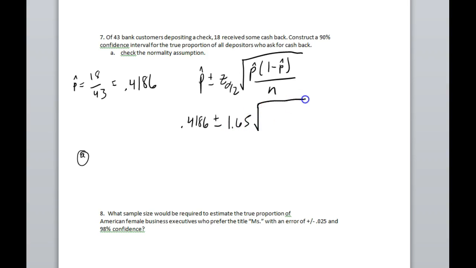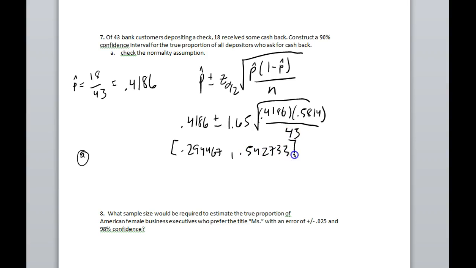1.65 times p hat, so 0.4186, times 1 minus p hat, which would just be 0.5814, all over 43, and that's included in the square root. And that is going to ultimately give us, without me showing all the arithmetic, 0.294467 through 0.542733.